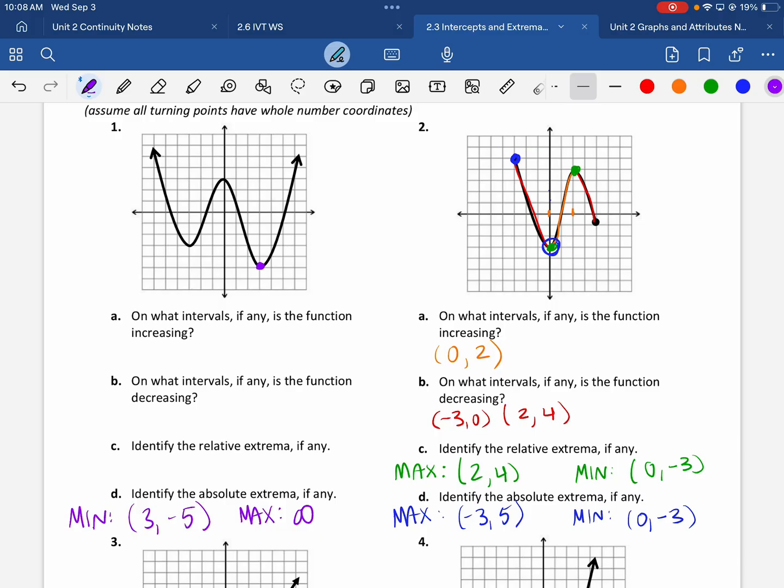Okay, the rest of class you have to work, so you have a good 30 minutes to get this homework done. So you should make some progress on it.